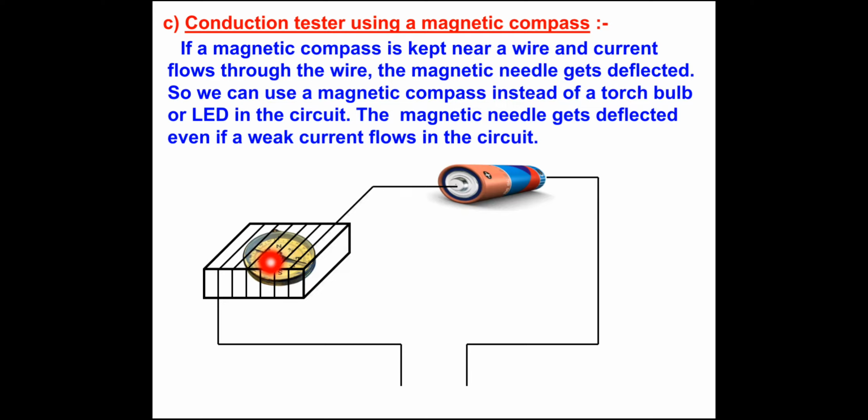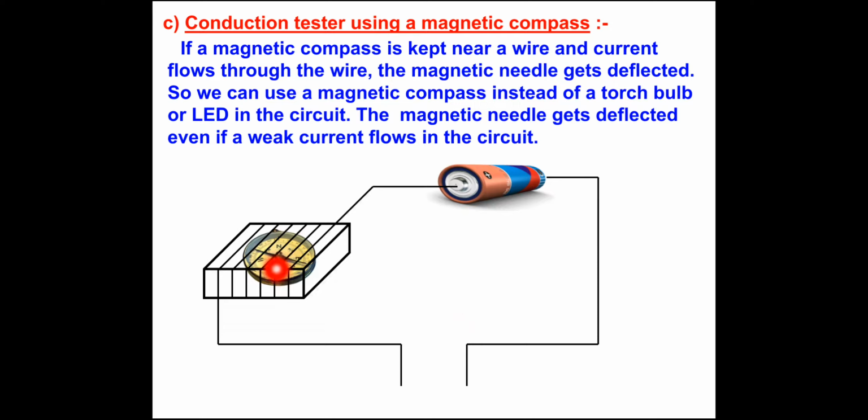Now you can connect one free end of the wire to the other free end, and take another piece of wire and connect it to the other terminal of the battery. Here you can see the two ends which are free. One end is connected to the battery, and the other end is free now. And another end of the battery is connected to the wire, and that end is also free now. So this is one type of conduction tester using the magnetic compass. Here, instead of the LED, a magnetic compass is used.